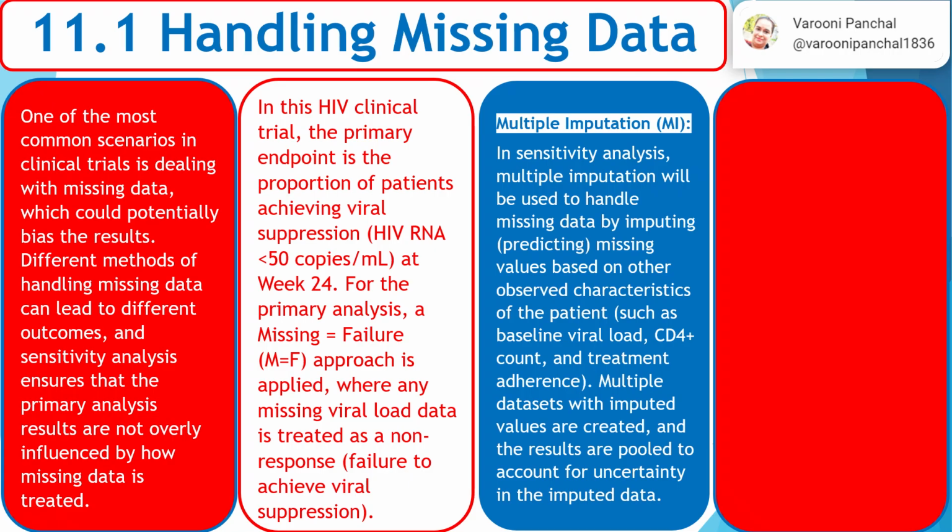Multiple imputation, MI. In sensitivity analysis, multiple imputation will be used to handle missing data by predicting missing values based on other observed characteristics of the patient, such as baseline viral load, CD4 plus count, and treatment adherence. Multiple datasets with imputed values are created, and the results are pooled to account for uncertainty in the imputed data.